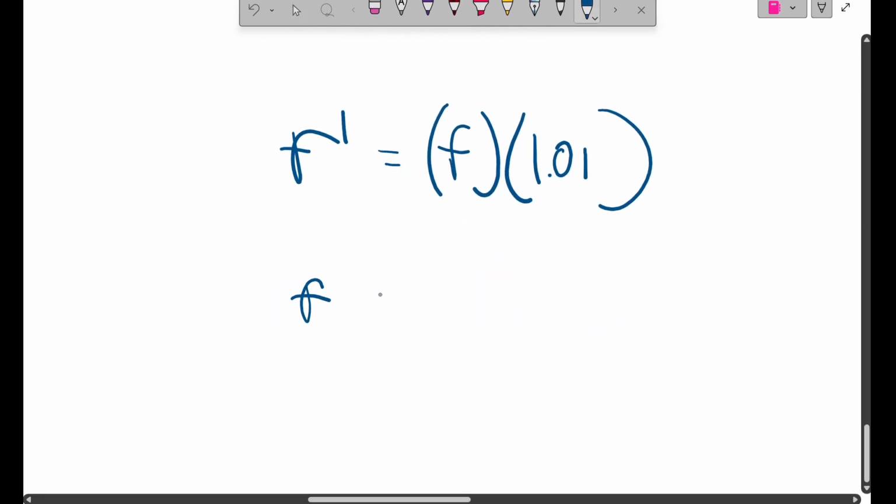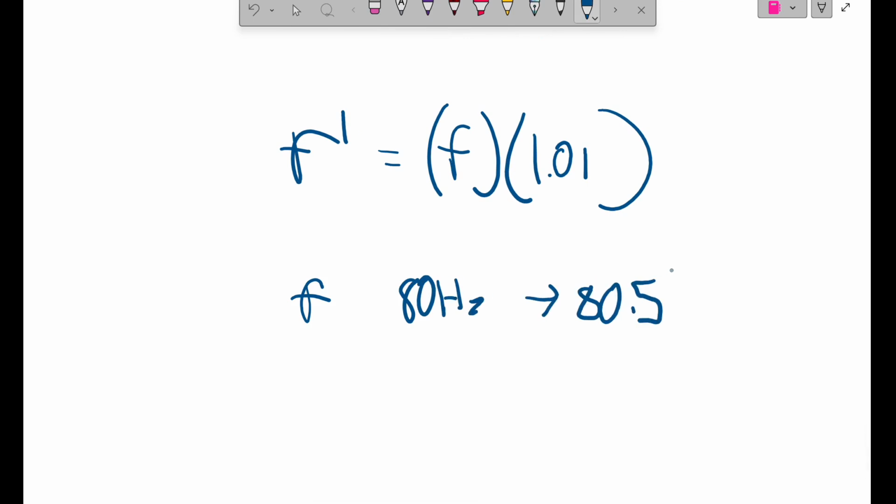So f goes from, let's say 80 hertz, it might jump up to 80.5. I don't know, it depends on f. So if f equals this, f prime is equal to that. You're altering it, and that ratio is literally going to determine the frequency that the detector hears, or the frequency that you're talking about, given the formula.